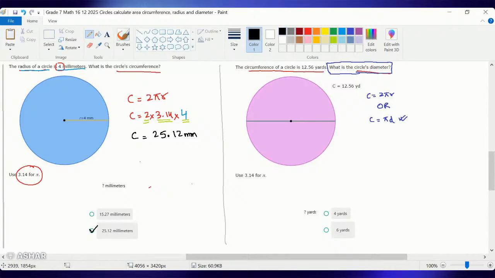So circumference was given, that is 12.56 is equal to the value of pi, 3.14, multiplied by the diameter, right? So what can we do? If 3.14 is multiplying with diameter on the right side, when it goes to the other side, what will happen? 12.56 will be divided by 3.14, right?